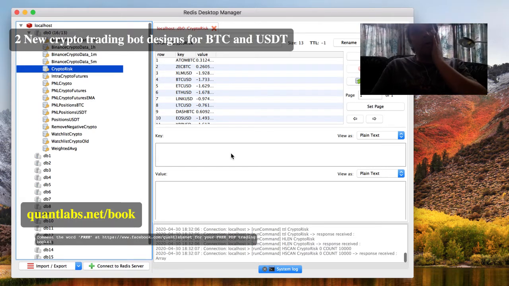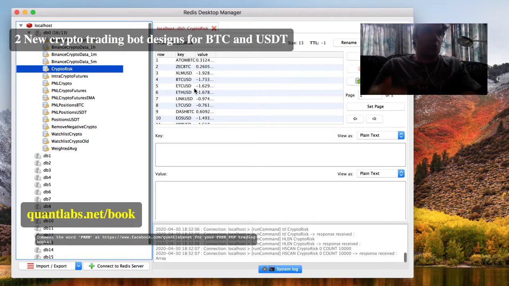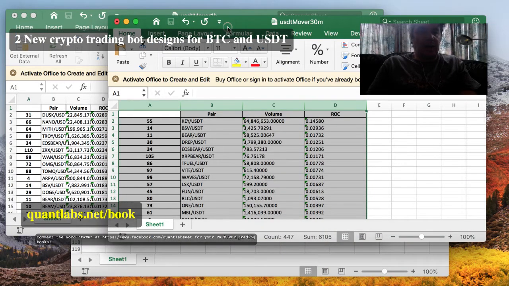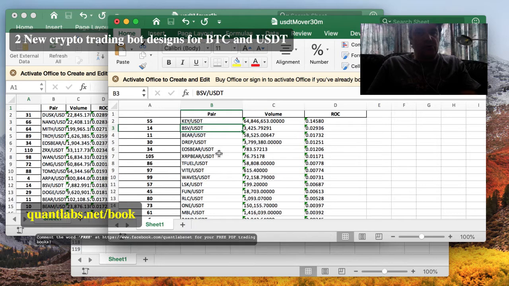So when Bitcoin drops, you have a few other coins that will move against Bitcoin. So you're always getting trading opportunities. Here in this bot, you can see there are a few coins that are moving against Bitcoin. These are the performers. So here we have BSV, Bitcoin SV, and two other ones I've never heard of, Bear, Key, and a few other ones.